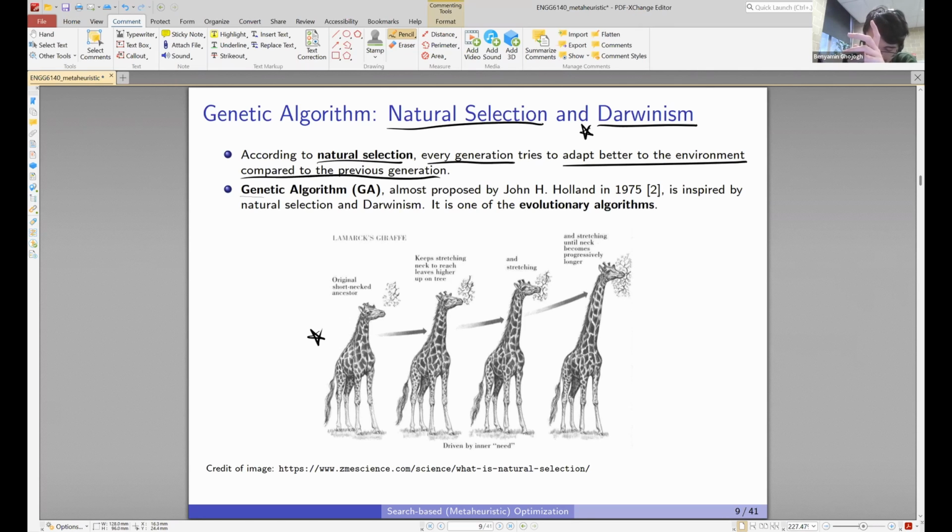Okay, now the genetic algorithm. It's an algorithm proposed by John H. Holland in 1975, reference 2. It is inspired by natural selection and Darwinism. That's interesting. It is one of the evolutionary algorithms because it's based on evolution. So there is a family of algorithms named evolutionary algorithms, which are based on some kind of evolution.